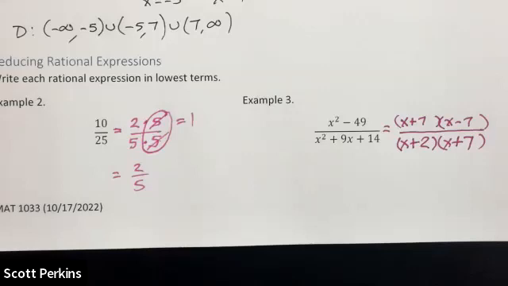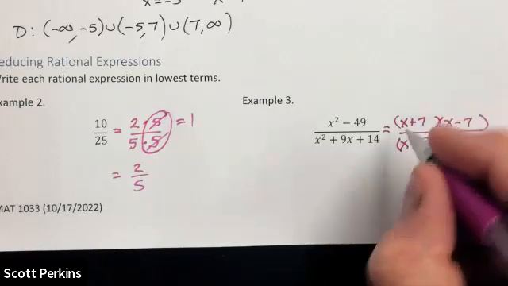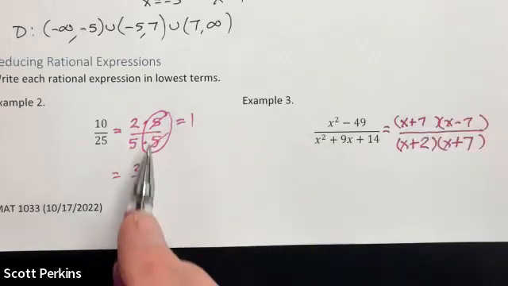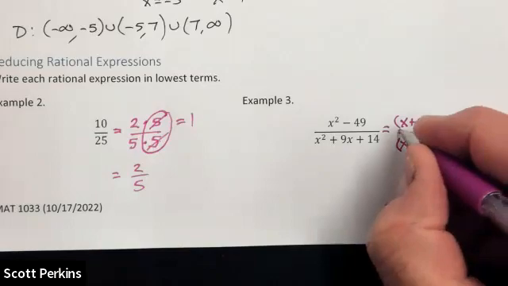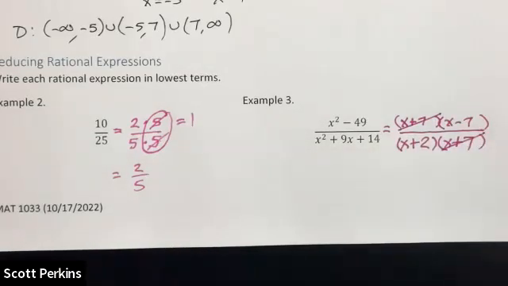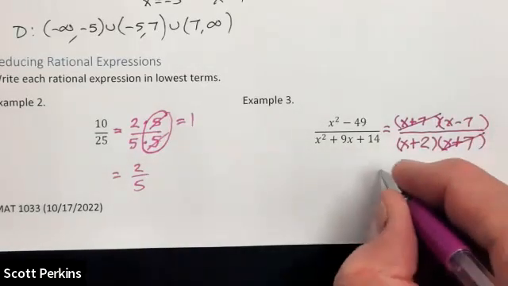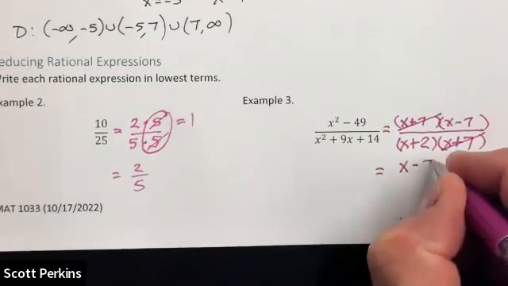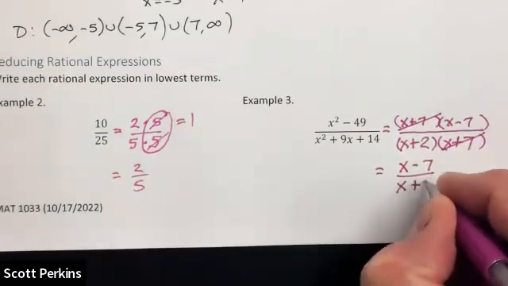And here is the one other step. We've got one more thing to do to reduce this. Do you see a factor that's the same in the top and the bottom? x plus 7. So now I can cancel those out, just like we did over here with the 5s when we reduced 10 over 25. So x plus 7 is gone, and here's what my reduced fraction is. I've got x minus 7 over x plus 2.